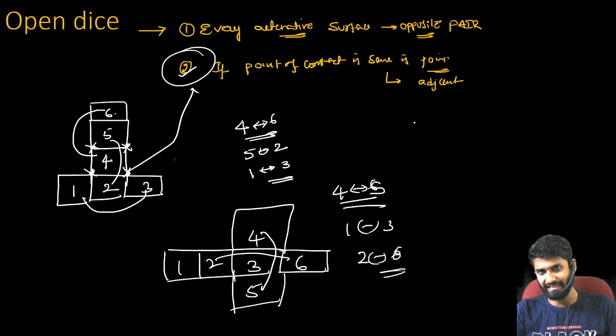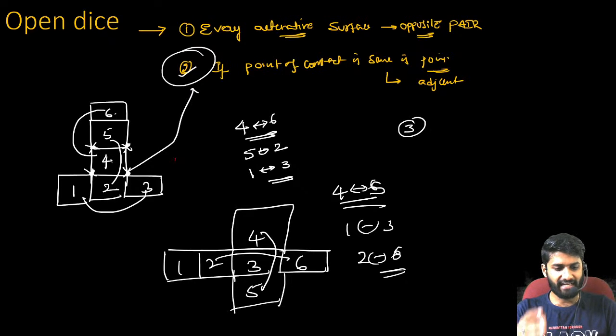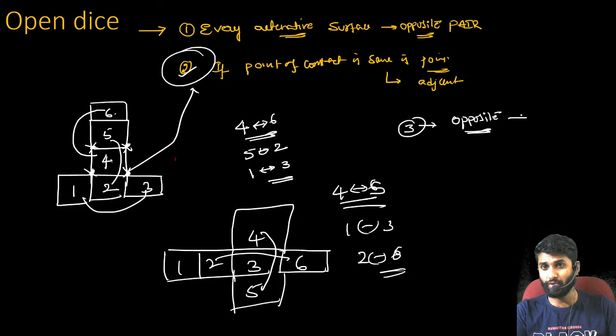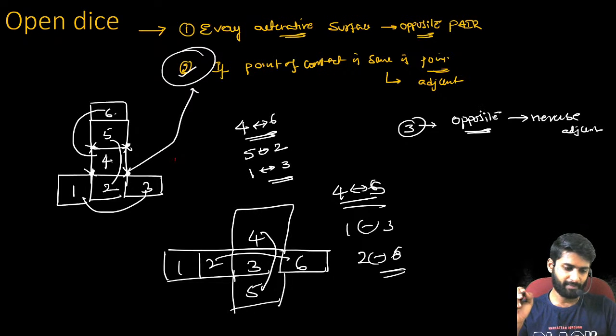And keep remembering the third point. If you decided something is an opposite pair, any opposite pair will never be adjacent. If you go to option verification, keep remembering this particular point.